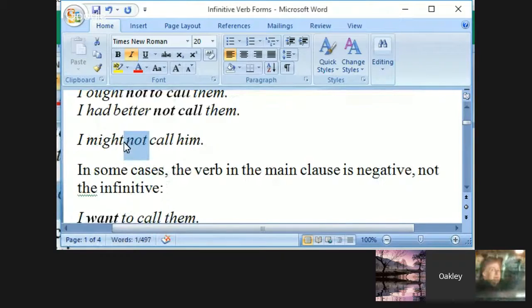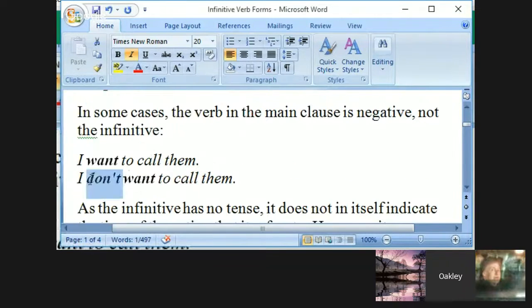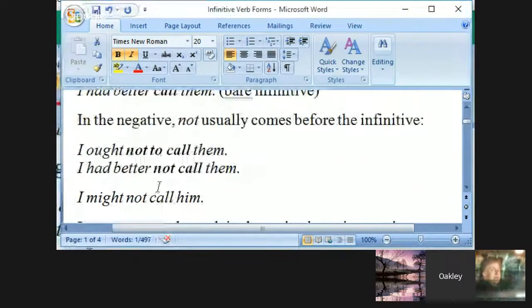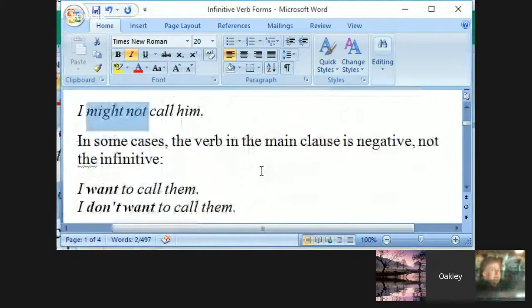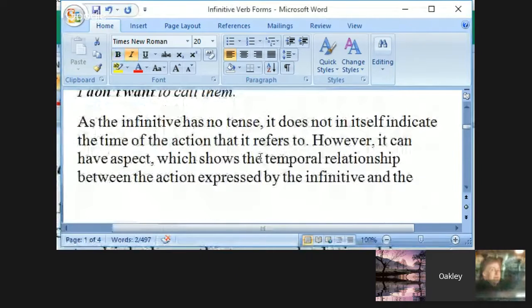because a modal is actually a kind of auxiliary, just like the auxiliaries or helper verbs we use to create verb tenses. So it's really the same thing. Do is the auxiliary, it follows the first auxiliary. It's really the same thing. I might not call him. Basically goes in the same place.